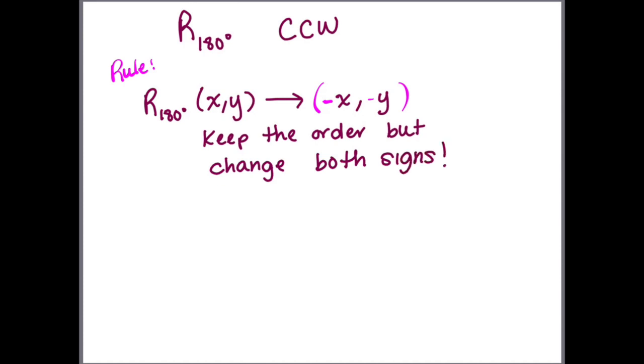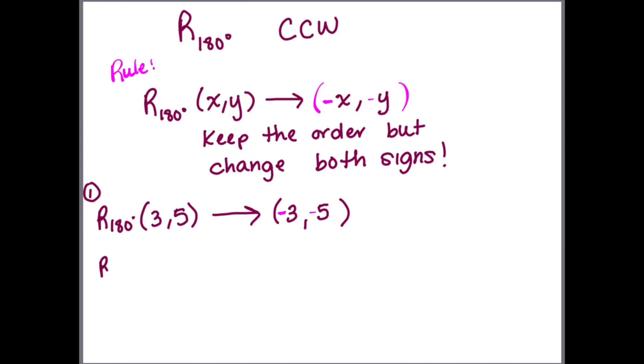So let's say we have a rotation of 180 degrees and our first ordered pair is the point 3 comma 5. Where does that take us? That takes us to the same exact number in the same order, 3 comma 5, but now we are going to change the sign. So it becomes -3 comma -5.